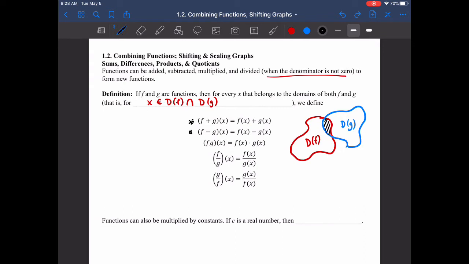Functions can also be multiplied by constants. If c is a real number, then cf is defined for all x. Not really enough room there to write that, but there you go. It's defined for all x. So basically we can just go ahead and do that. There's nothing that the constant's going to do to mess anything up. It'll all just work, just multiply everything by that constant and pretty much stay the same.